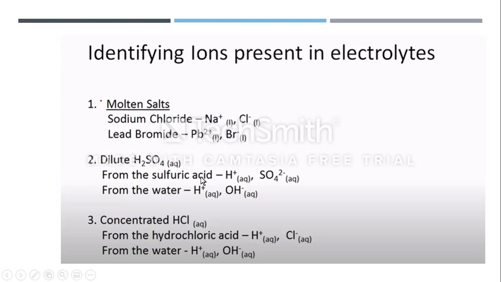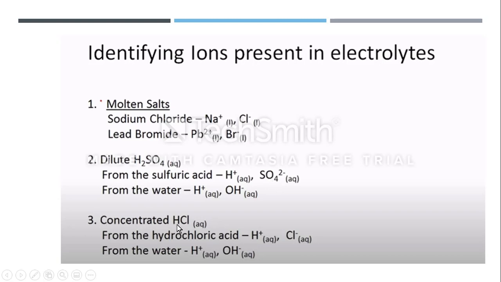So our sulfuric acid dissociates into H+ and sulfate, and it's also dissolved in water because it's in the aqueous state. So we also have water in the solution. So we have H+ and the OH- or the hydroxide ions from the water. So dilute sulfuric acid as an electrolyte is going to have H+ ions, and it also has two different types of anions. It has hydroxide and it has sulfate.